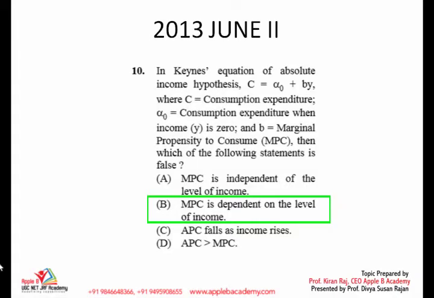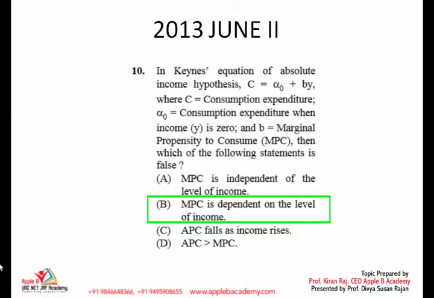Now, let us have a look at certain questions that came up over the years in the UGC NET exam, followed by the CBSE NET exam. This is a question from the year 2013, June, paper 2. The question states as follows: in Keynes' equation of absolute income hypothesis, C is equal to alpha naught plus BY. Again, remember that C is consumption expenditure, alpha naught is consumption expenditure when income Y is equal to 0, B is marginal propensity to consume, and then the question asked is, which of the following statements is false? A, MPC is independent of the level of income. B, MPC is dependent on the level of income. C, APC falls as income rises, and D, APC is greater than MPC.